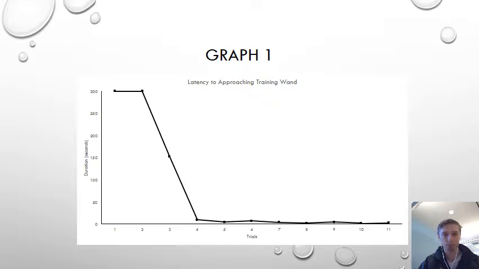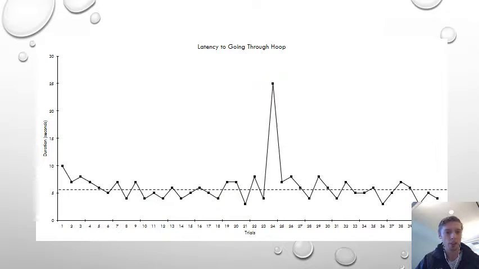So this is graph 1. This is the latency to approaching the training wand. You can see in the first 2 trials, he ran out the clock, 5 minutes for both of those. And then about a little more than 2 minutes for trial 3, he finally approached and was able to contact the reinforcement, at which point he started immediately going, within less than 10 seconds, to be near the training rod, which eventually got down to like 3 seconds depending on his position in the tank.